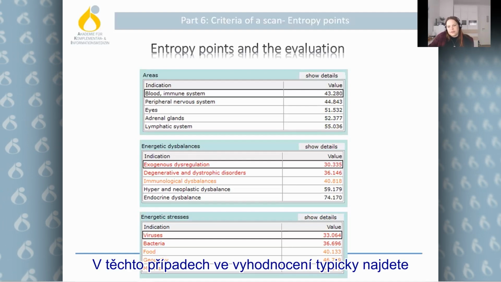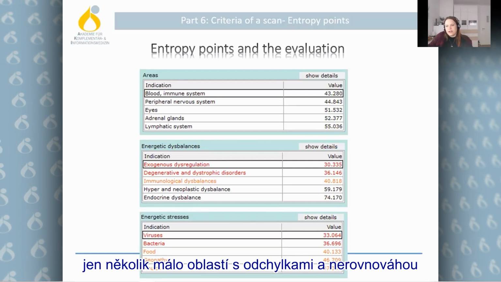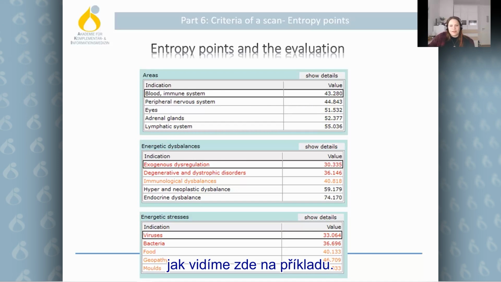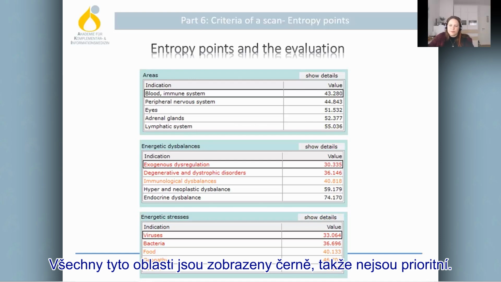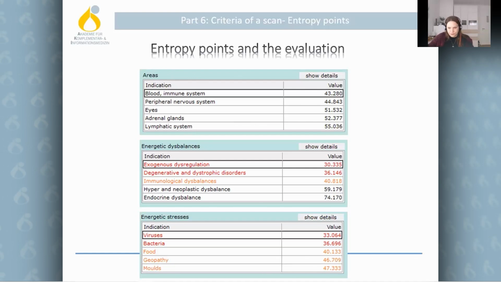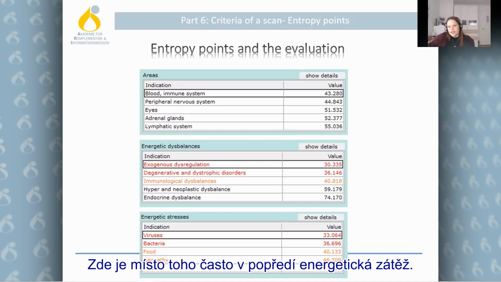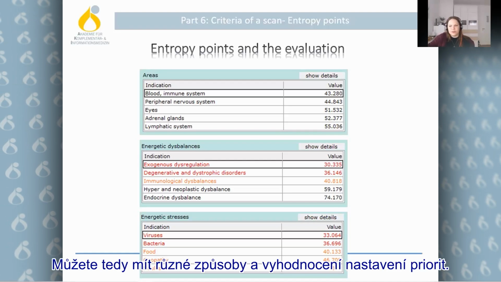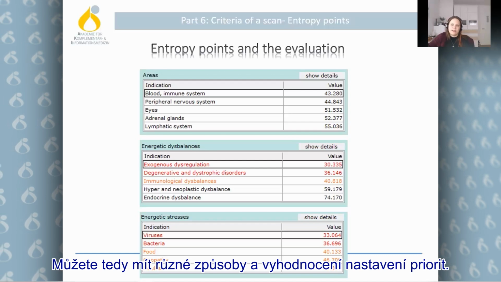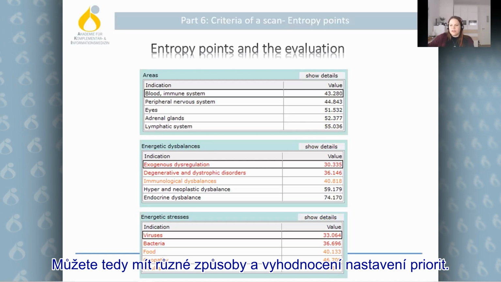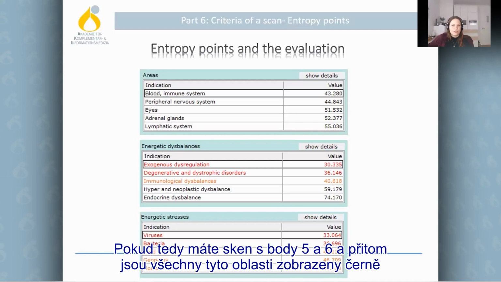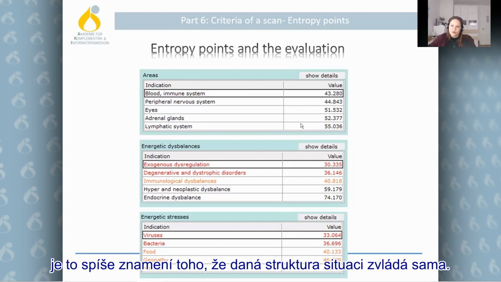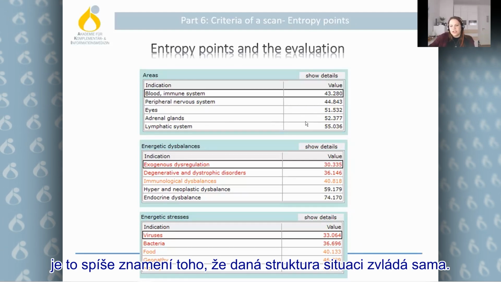In such cases, you will typically find few deviating areas or imbalances in the evaluation, like we see here in the example. All the areas look black, so they are not a priority. Here the energetic stresses are often in the foreground instead. So you can have different ways in the evaluation of how the priority is set. When you have pictures with 5 and 6, but all the areas are listed in black, it's more a sign that the structure can work on its own.